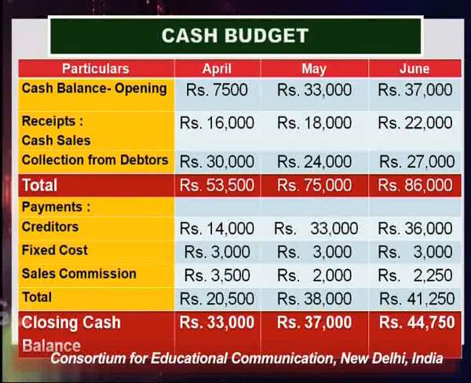Sales commission is given as 5% on sales, and that is paid in the subsequent month. So for the first month, whatever the opening balance is given, the same we have written here, 3,500. For the month of May, we'll take the corresponding sales of April, calculate 5% on that, and that amount becomes 2,000. In the month of June, we'll take the corresponding sales of May and compute 5%, it becomes 2,250. In this way we have posted all the items of payments. After balancing the total inflows and total outflows, we get the closing balance. The closing balance for the first month becomes 33,000 rupees. For the month of May it becomes 37,000 rupees, and in the month of June 44,750.